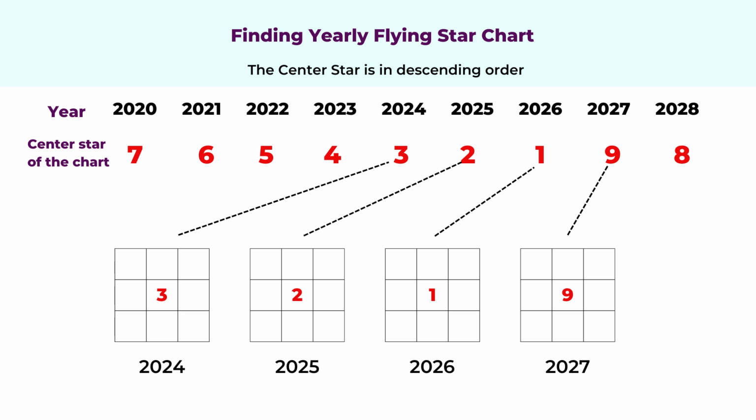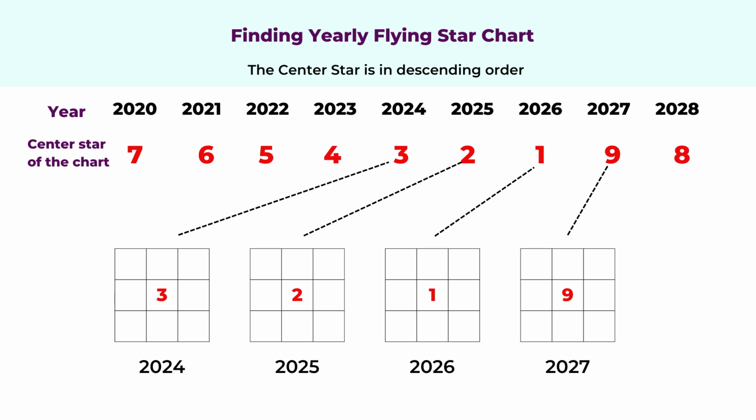The flying star chart is decided by the center star. When we know the center star, we can find out the rest of the stars. We know in 2024, the center star of the flying star chart is number 3. In 2025, it becomes number 2. In 2026, it will be number 1. And after number 1, in 2027, it starts from number 9 again. So the center star is in descending order every year.